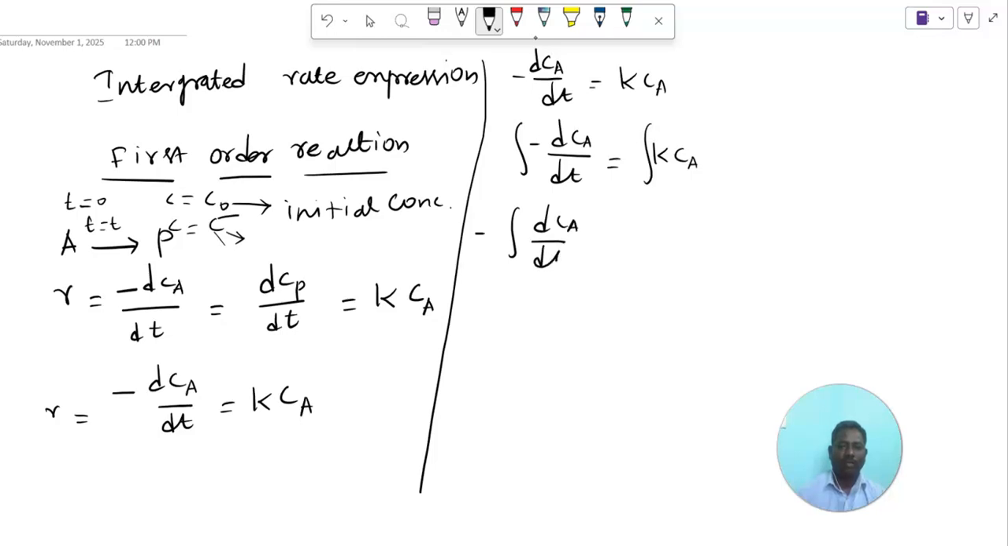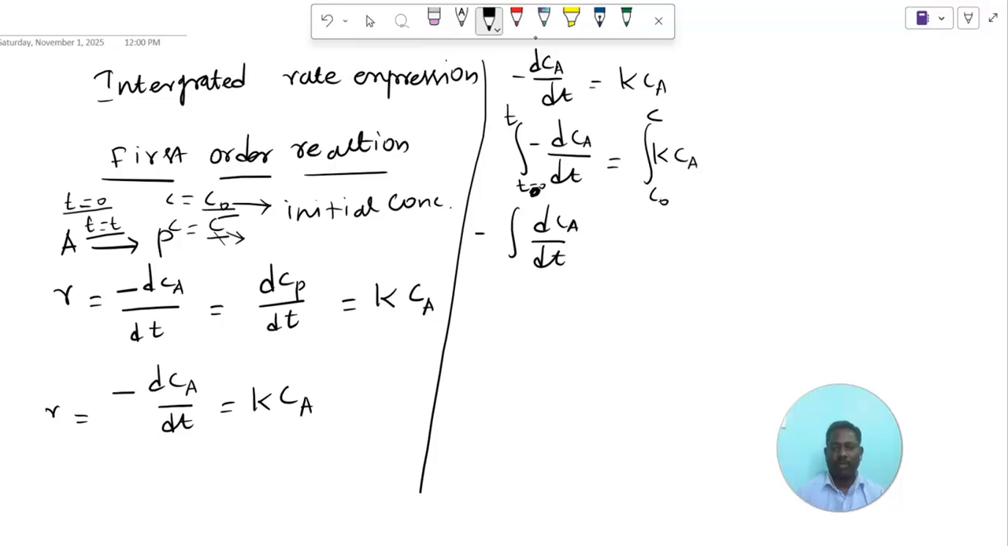So for integration, we have to implement the limits. So time t is equal to 0 to t, and concentration is C0 to C. On the left hand side we have the concentration of reactant. Initially it is C0 and after some time it is C. Initially t is equal to 0, and after that it is t.